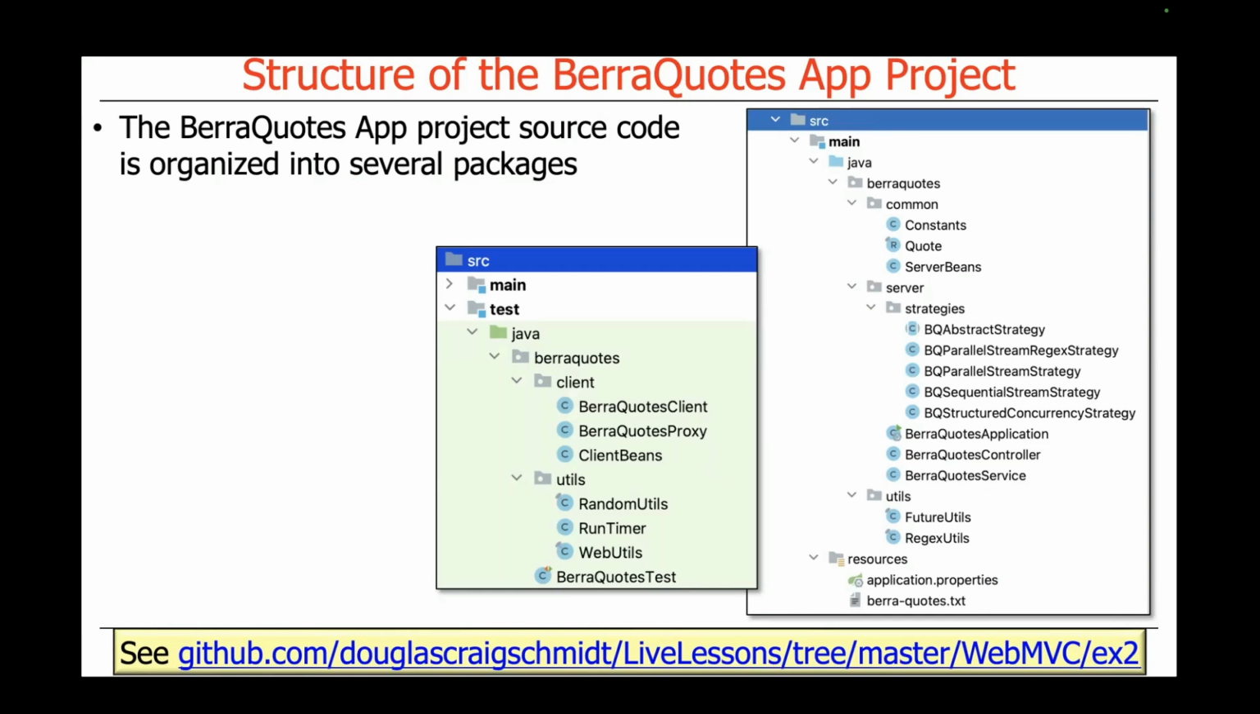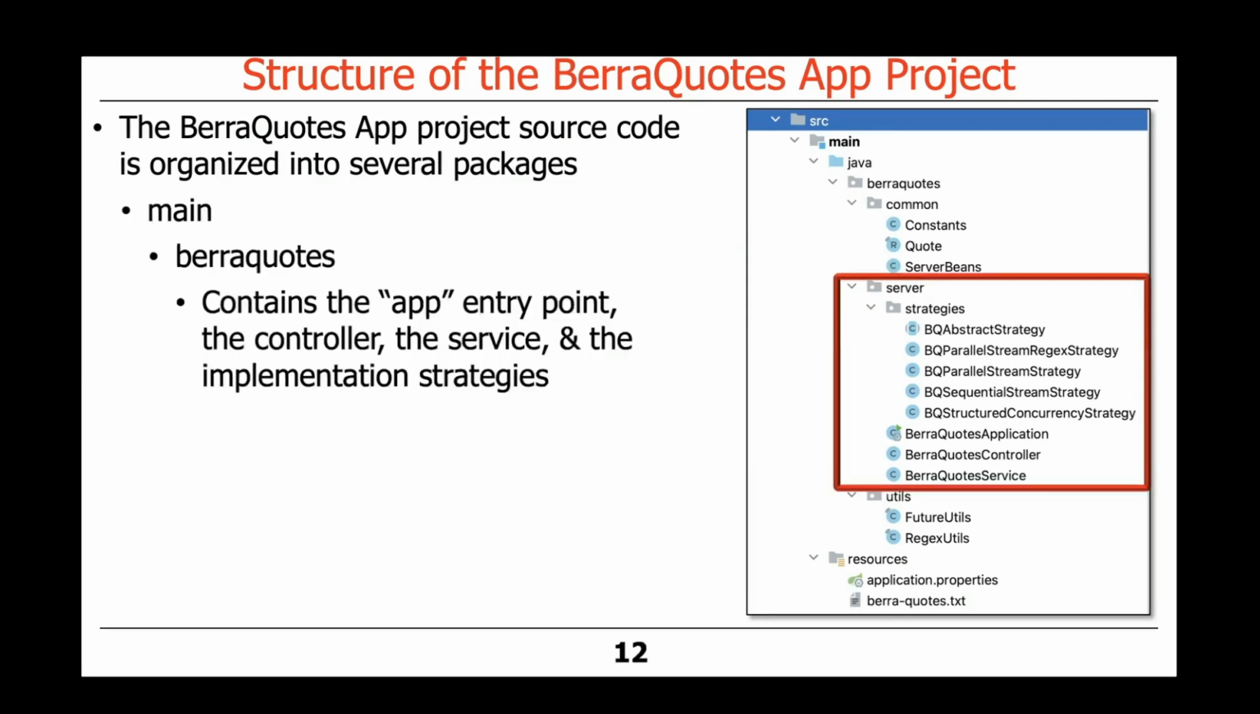So here we have the client side and the server side. Let's take a look at the server side first. There's basically a BerraQuotes package, and the BerraQuotes package contains a bunch of relevant things. It's got the server portion that has the app entry point, and we'll talk about what that is in a moment. The controller instance that we implement, the service that we implement, and then the various implementation strategies. So we typically put those things in one place so they're easy to find and easy to understand.